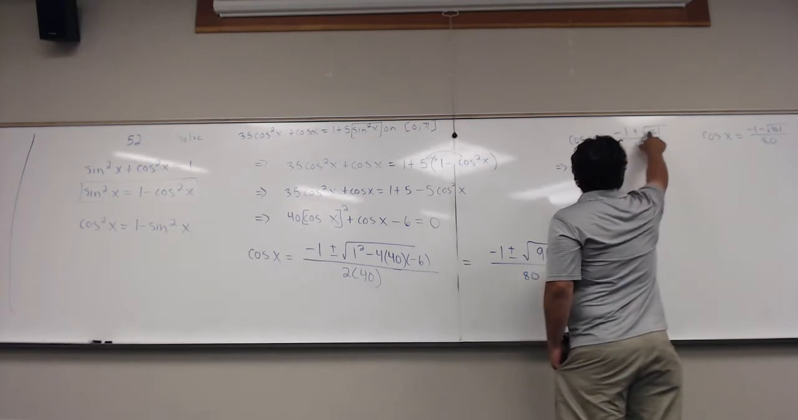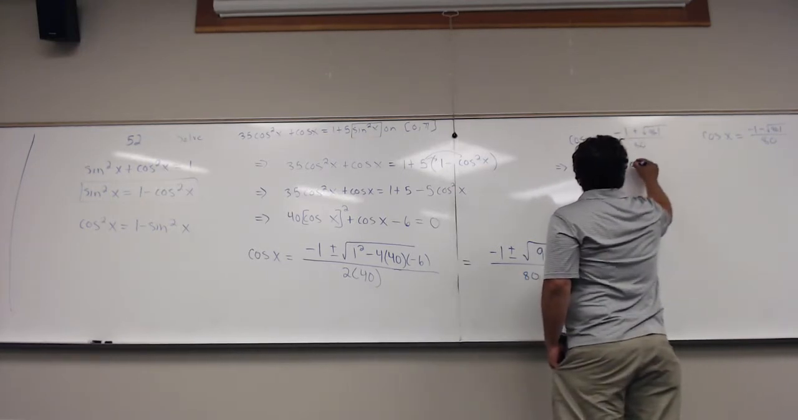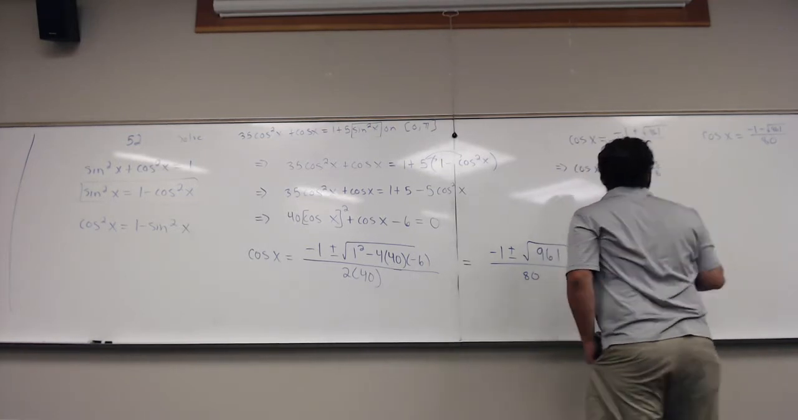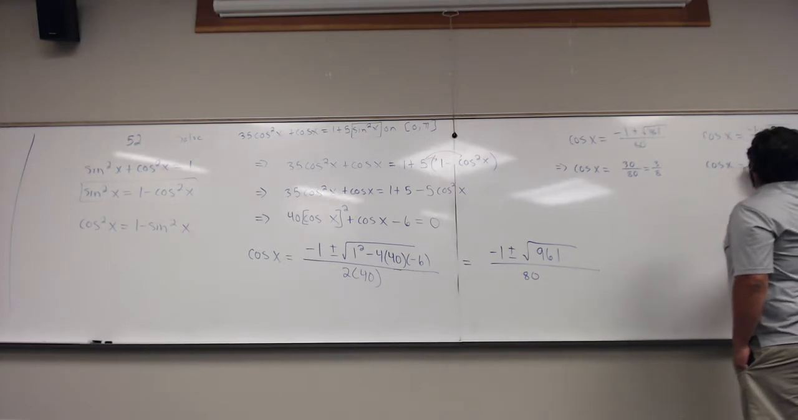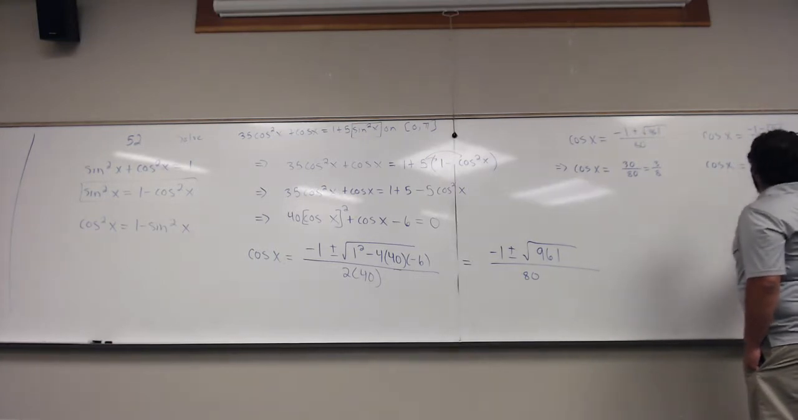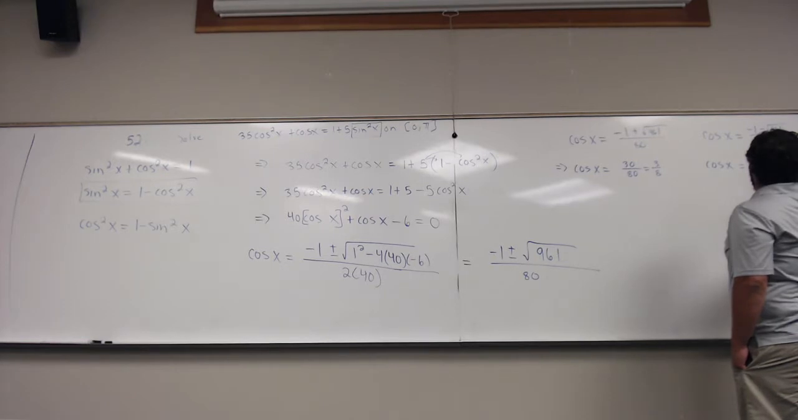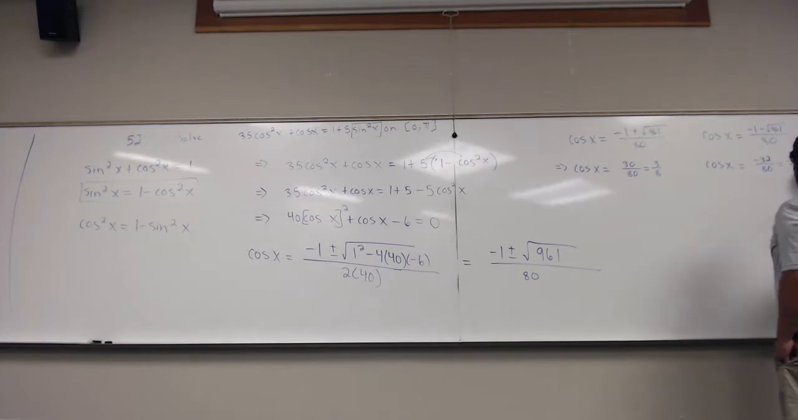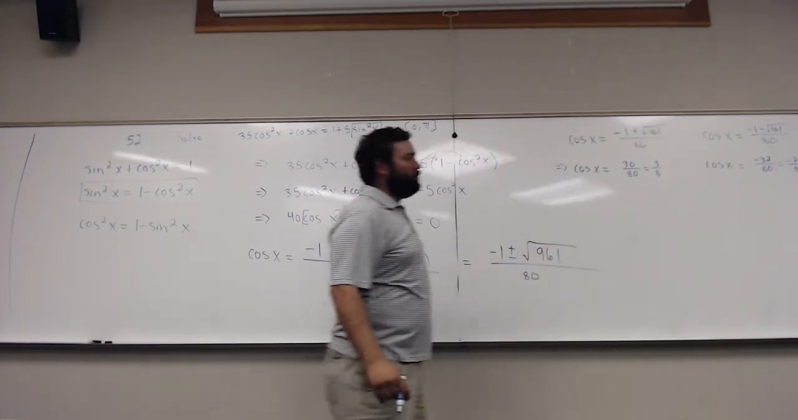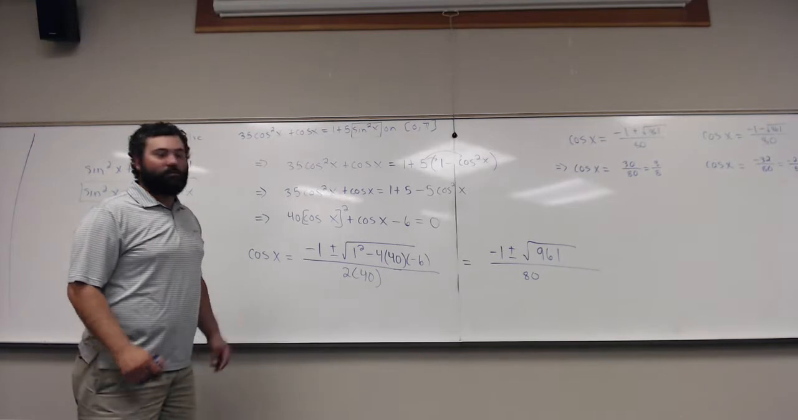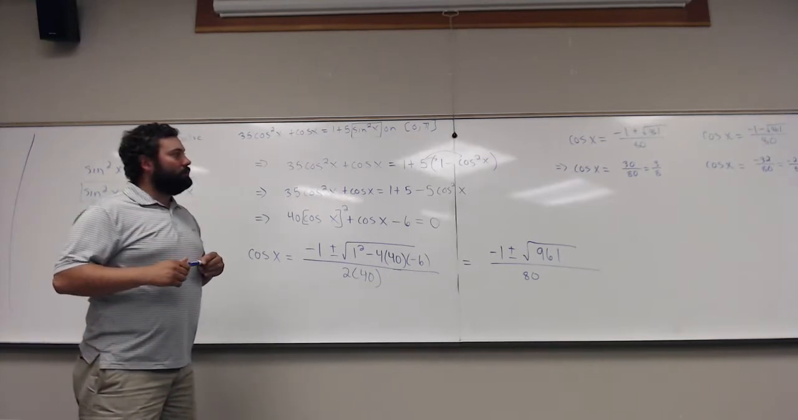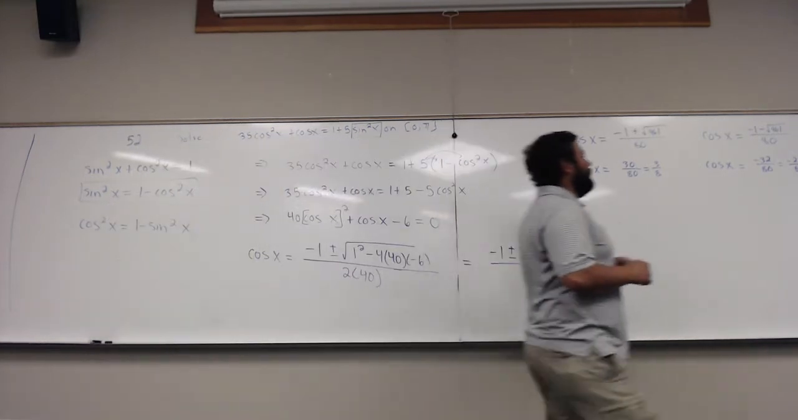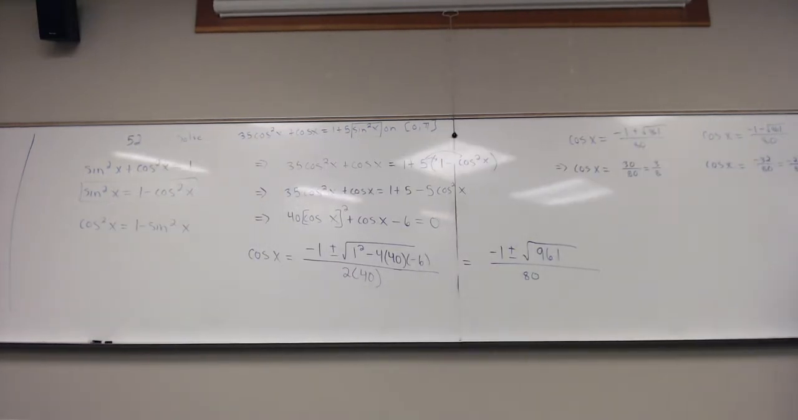Negative 1 plus 31 is going to give you 30 over 80, which is 3/8. And then over here, cosine of x, negative 1 minus 31 is going to give us negative 32 over 80, or if you like, 2/5. Is it minus 2/5? So 16 goes into 32 twice, and 16 goes into 80 five times. But negative 2/5 isn't in our 0 to pi. Now, you're right, negative 2/5 is not in the interval from 0 to pi.